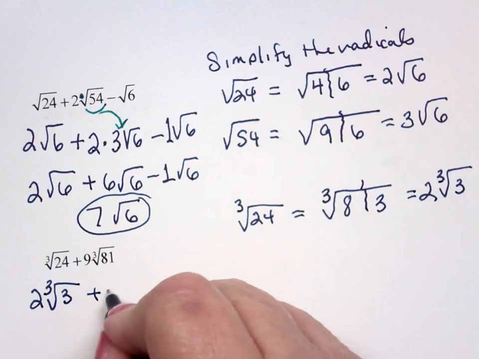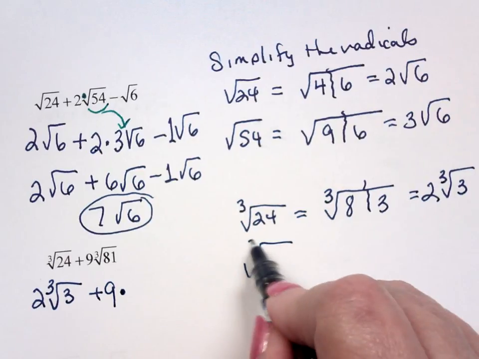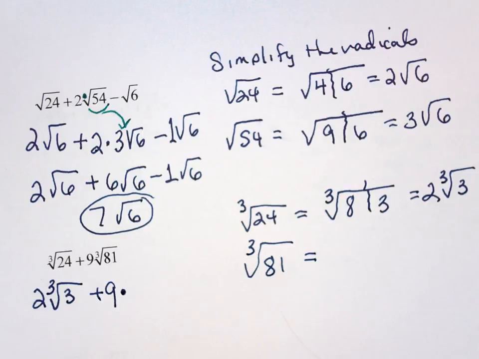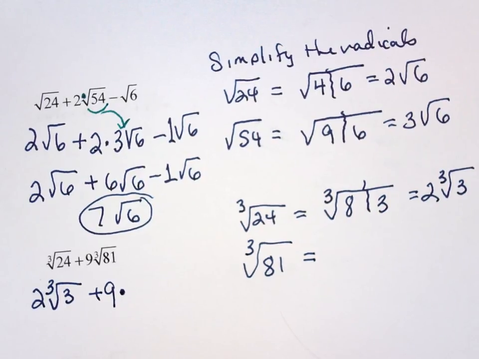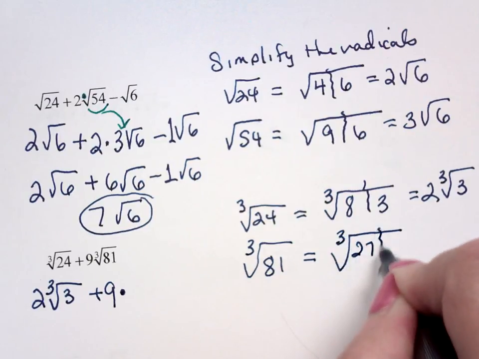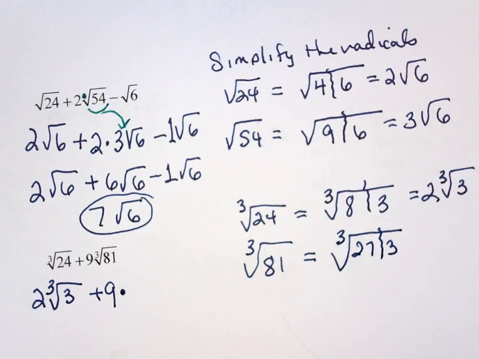So this is going to be 9 times whatever the cube root of 81 is. So my key is, if I divide 81 by 3, what do I get? 81 divided by 3 is 27. Is 27 a cube? Yeah. So there's the cube root of 3, so I can actually combine them in the end. So this turns into 3 cube roots of 3.